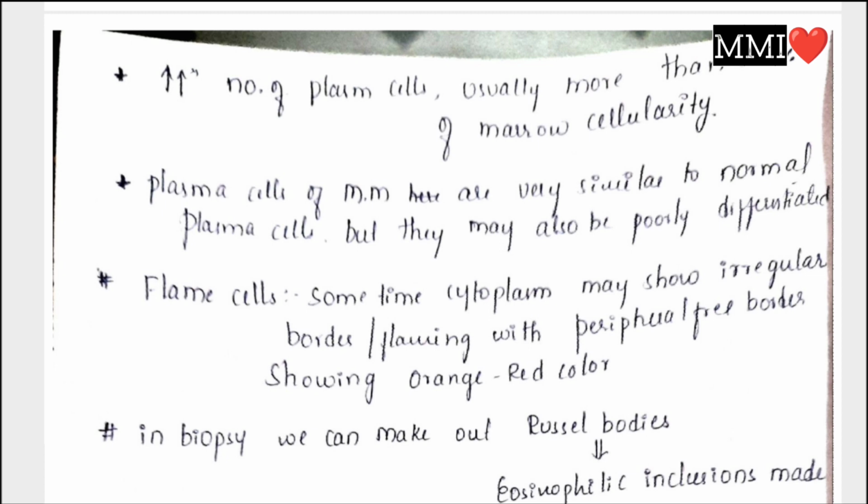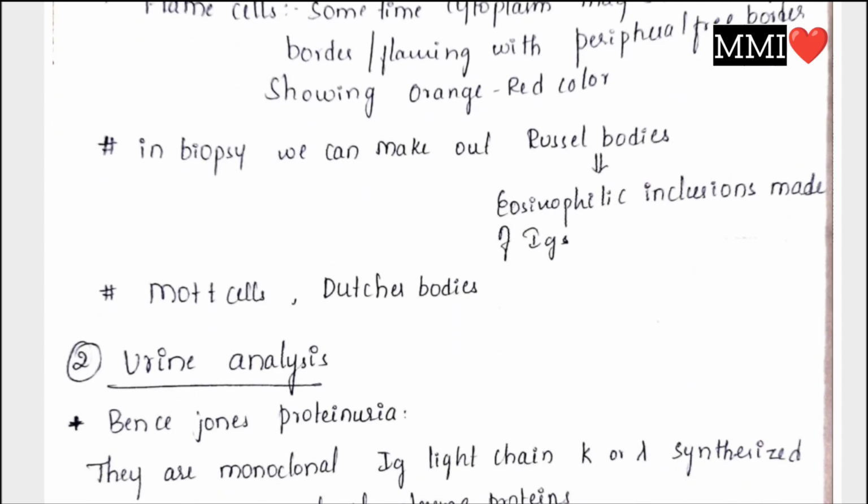These are different types of plasma cells, and one among them is flame cells. Sometimes the cytoplasm may show irregular borders, flaming, with peripheral free borders showing an orange-red color. I will show a picture where you will see the flame cells. Remember these flame cells. In biopsy we can make out Russell bodies. Another one is Russell bodies, eosinophilic inclusions made up of immunoglobulin. I will also show flame cells and Russell bodies along with Mott cells and Dutcher bodies in the picture. All these are included in that.